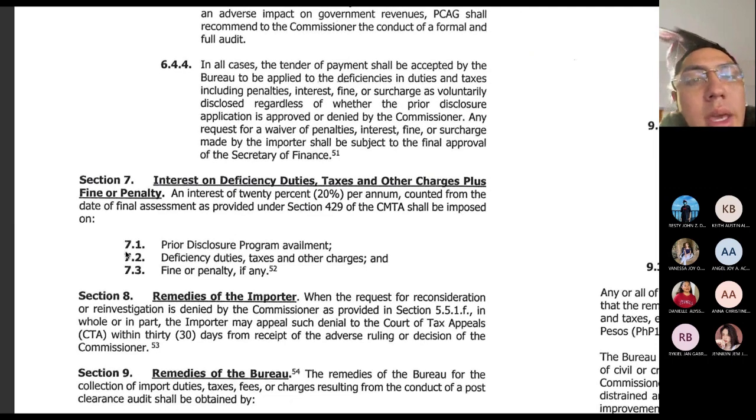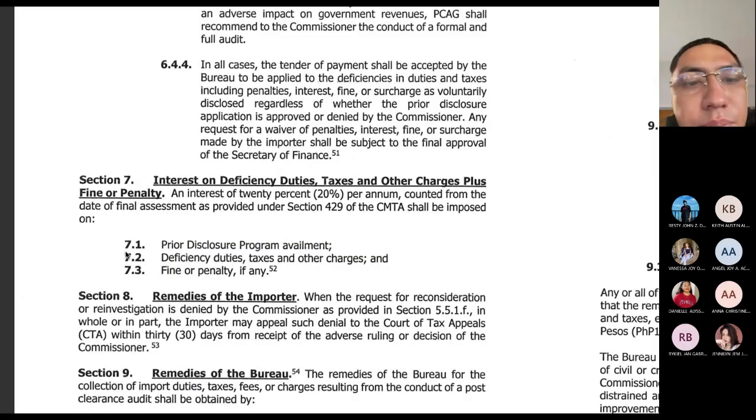6.4.4. In all cases, the tender of payments shall be accepted by the Bureau to be applied to the deficiencies in duties and taxes, including penalties, interest, fine, or surcharge as voluntarily disclosed, regardless of whether the prior disclosure application is approved or denied by the Commissioner. Any request for a waiver of penalties, interest, fine, or surcharge made by the importer shall be subject to the final approval of the Secretary of Finance.